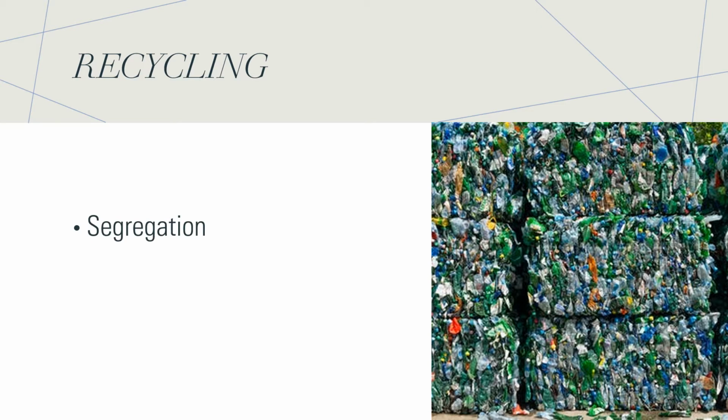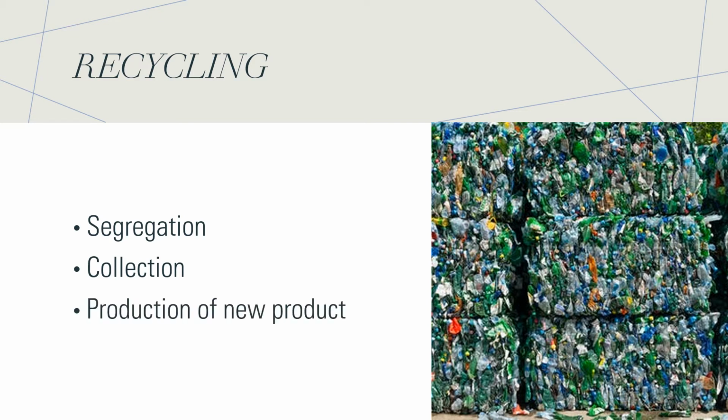First one is segregation. This is the practice of separating solid waste at the point of origin. Next, we have collection, the removal of waste from the source, and this is done by local authorities. And then finally, we have the production of new product, which happens when the original product loses identity and may be used as a raw material for the production of other goods or services.